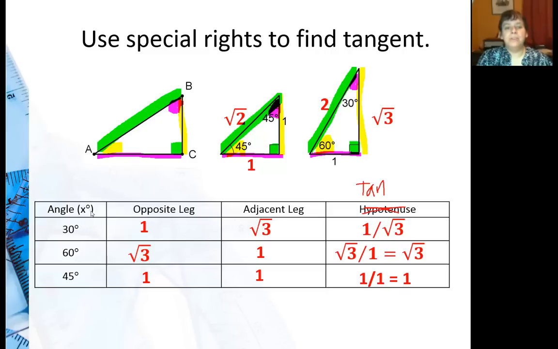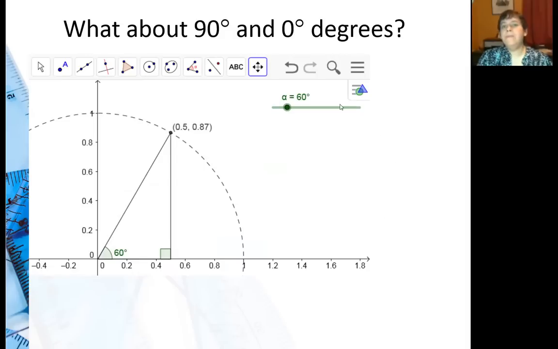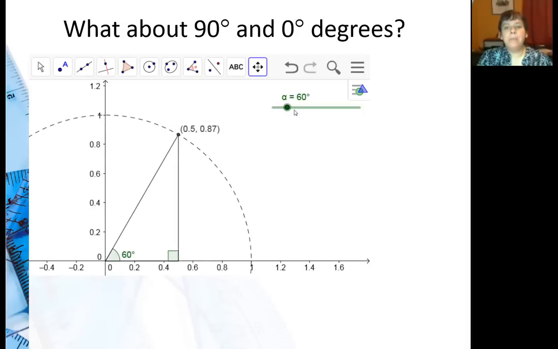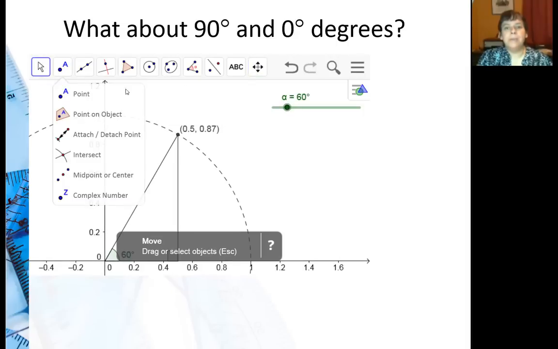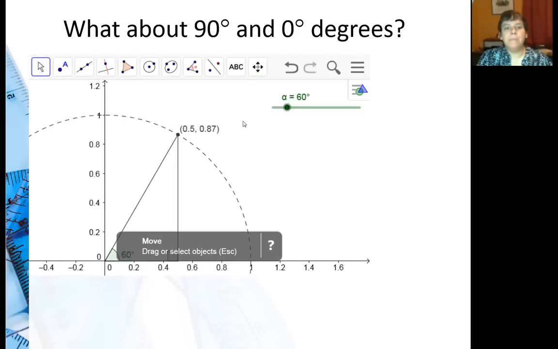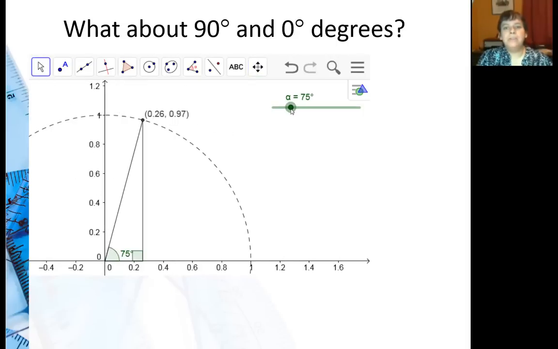Again, tangent of 30 degrees is 1 over square root of 3. Tangent of 60 degrees is square root of 3 because it was over 1. And tangent of 45 degrees is 1. So what if I asked you about tangent of 90 and 0 degrees? What would that be? Well, let me take my slider, assuming I can click on it. There we go. I can adjust the angles here.